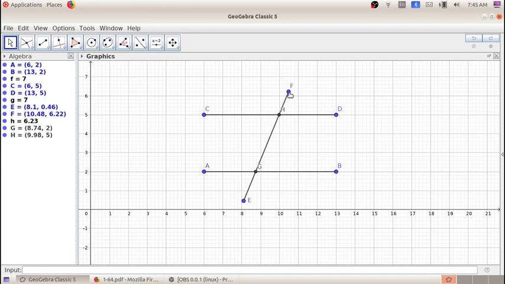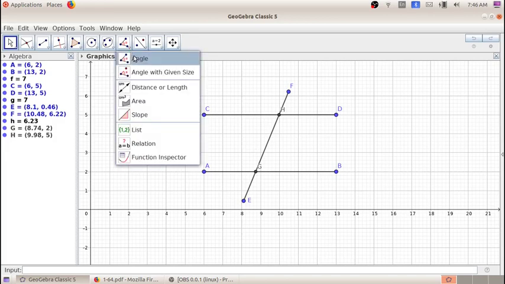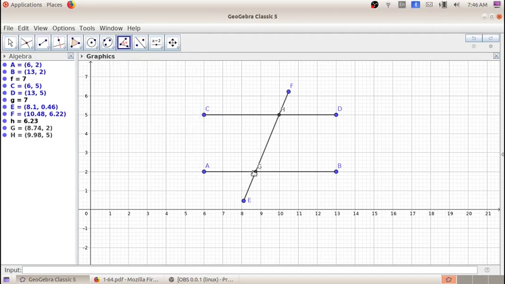Is it clear, dear students? This intersecting line is known as the transversal. So what is the definition of alternate angles? Angles formed on opposite sides of the transversal. I'll show it, then it will be very clear for you. Again take the angle tool. I'm going to show you the alternate angles.